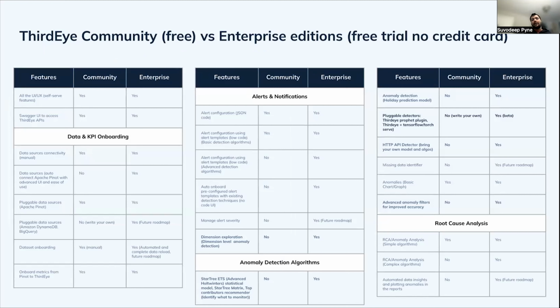This is a very detailed slide, but what we are doing here is offering different versions of ThirdEye. ThirdEye is available as a community edition, and that is free. You can pretty much download, build, and then you're good to go. We also have enterprise editions, and a bunch of tools, for example dimension exploration, that I'm showing you are part of the enterprise edition.